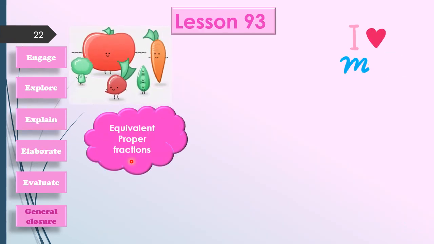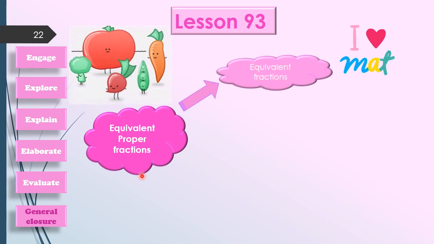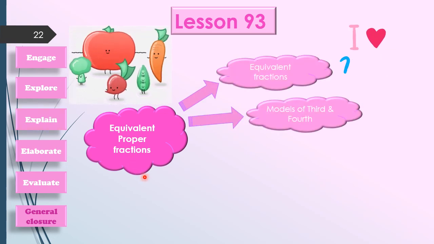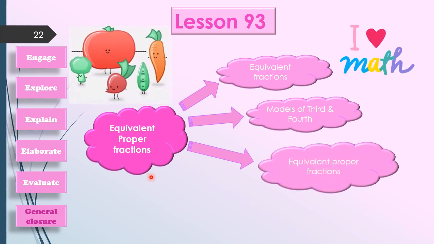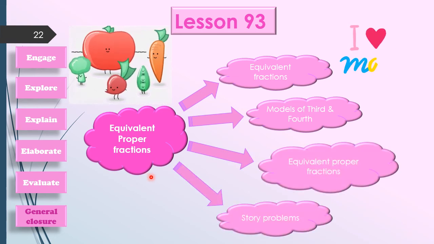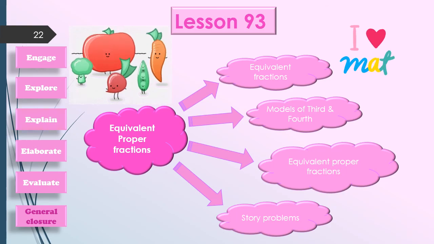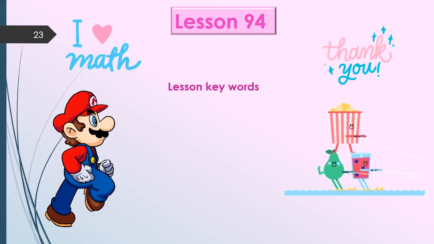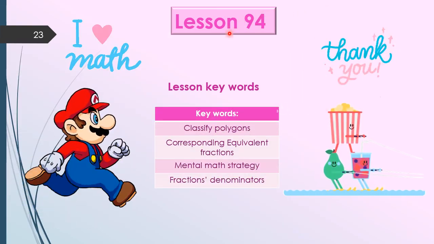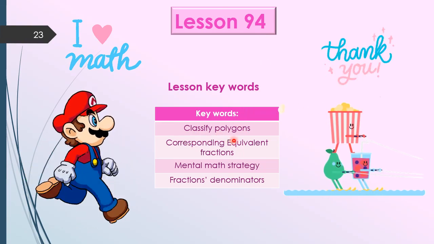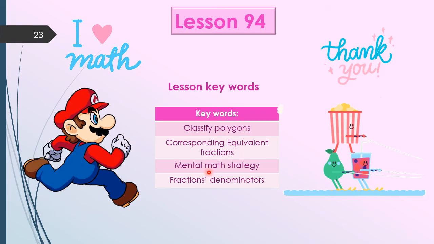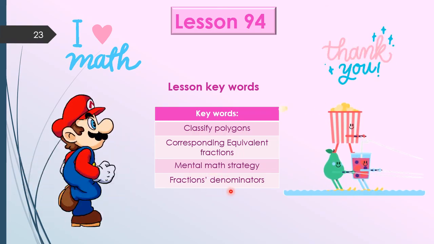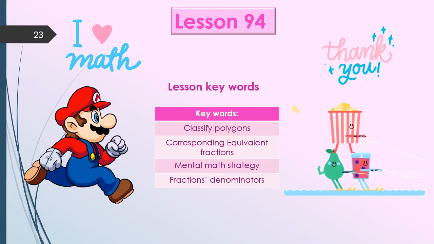Let's go to our conclusion. Equivalent proper fractions. We have equivalent fractions, models of thirds and fourths, equivalent proper fractions, story problems. Our keywords of the next lesson, which is 94: classify polygons, corresponding equivalent fractions, mental math strategy, fractions, denominators. Thank you. Goodbye.